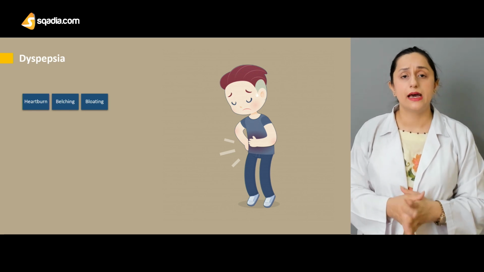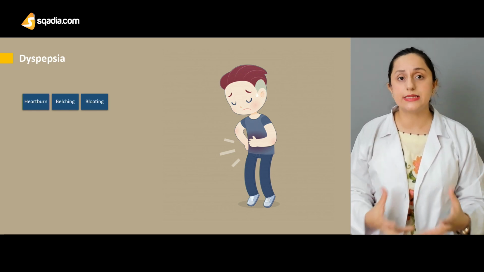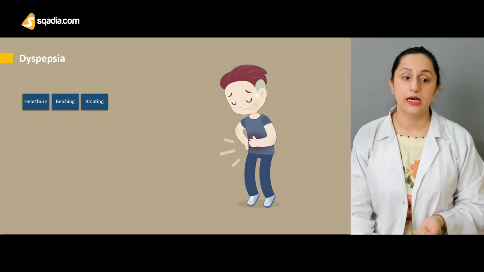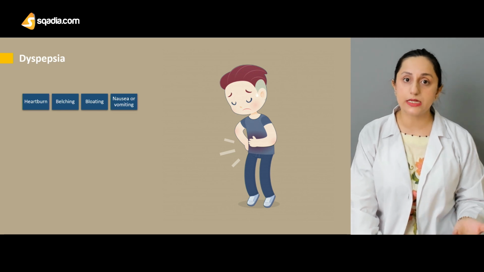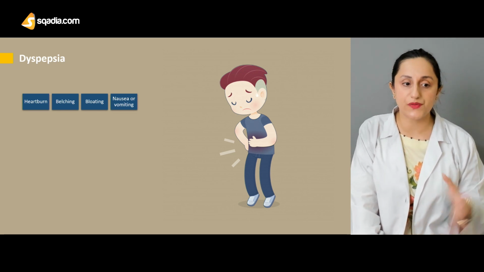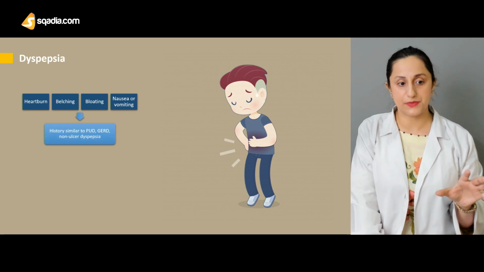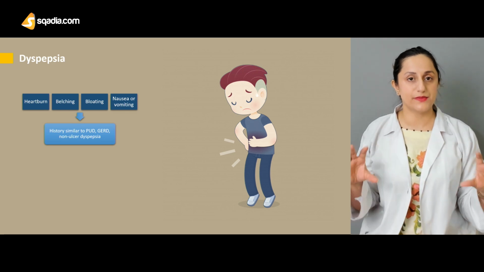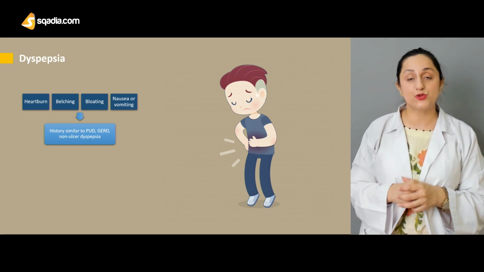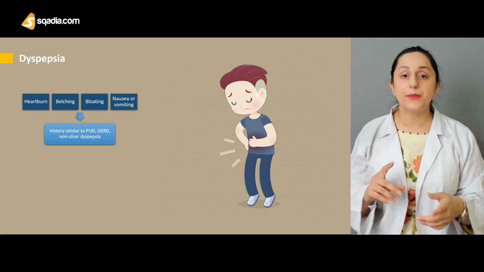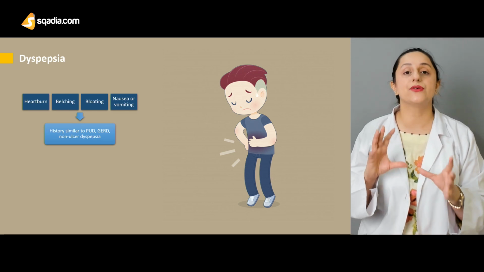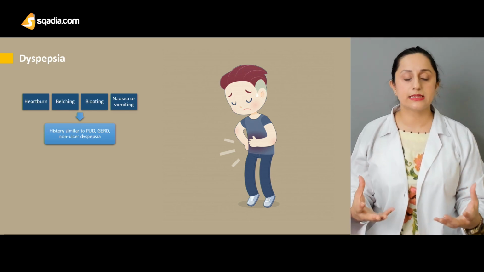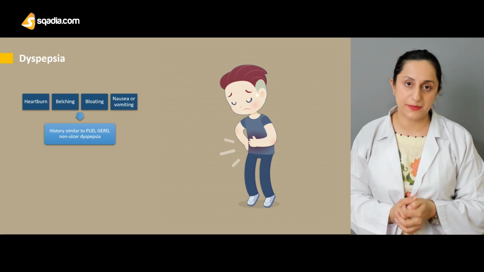Bloating is basically when the gaseous content increases in the abdominal cavity, and that is regarded as bloatedness of the abdominal cavity. Nausea and vomiting are usually the suggestive factors along with all of these signs and symptoms. Now, when a patient has this particular history, and these signs and symptoms are present, you're usually looking at a patient who's suffering from peptic ulcer disease, or a patient of gastroesophageal reflux disease. Usually it can even be a non-ulcer dyspepsia.